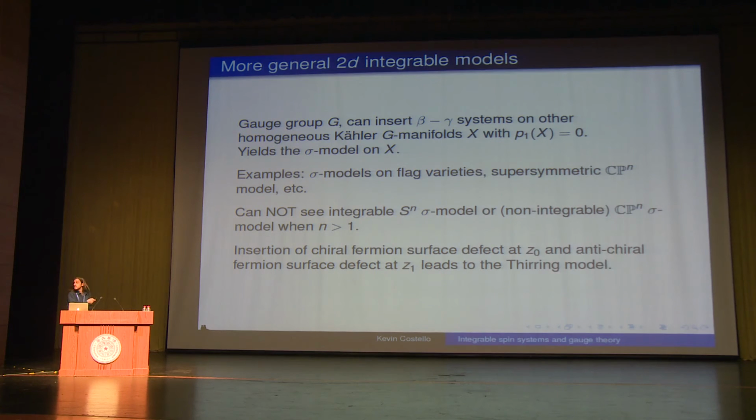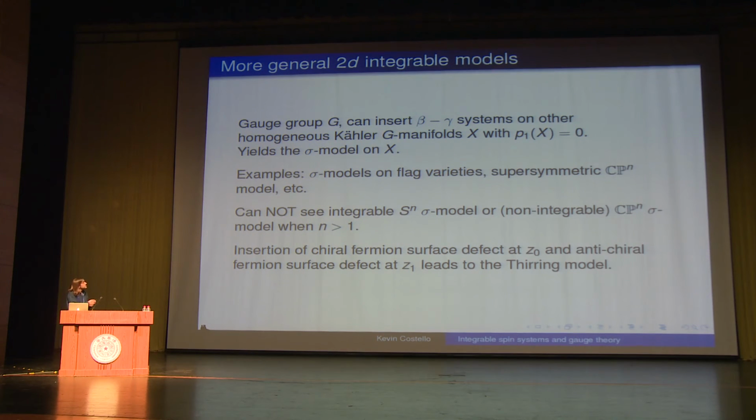So let me mention some systems we can produce. This is my last slide. Well, we can put in a beta gamma system on some homogeneous space G manifold, X, but we need to cancel the anomaly of the beta gamma system. We need the P1 of X to be 0. And this will give us the sigma model on X if we have a beta gamma system and a beta bar gamma bar. So as an example, we can do the sigma model on flag varieties.